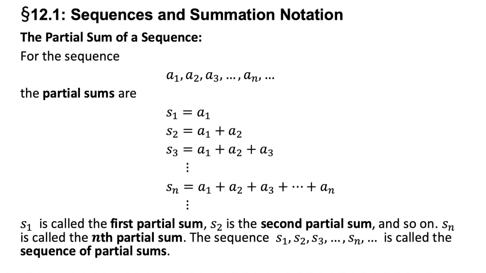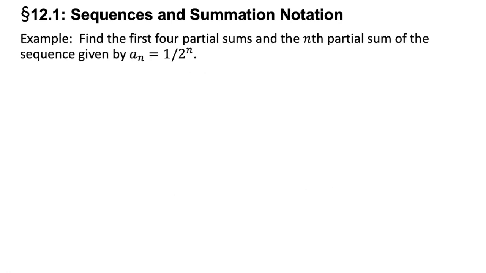S sub 1 is called the first partial sum. S sub 2 is the second partial sum. And S sub n is called the nth partial sum. The sequence S sub 1, S sub 2, S sub 3, and so on is called the sequence of partial sums. In this example, we're asked to find the first four partial sums and the nth partial sum of the sequence a sub n equals 1 over 2 to the nth power.